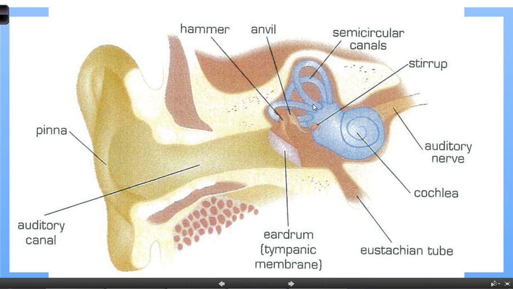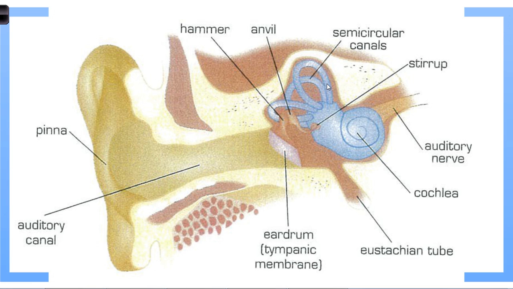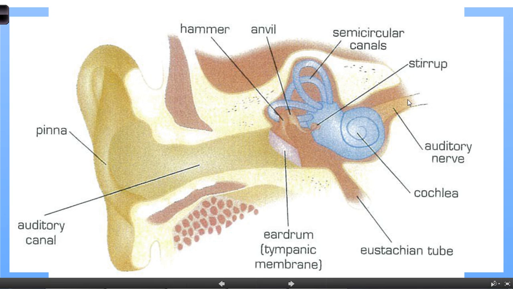And again, inside these tubes, we've got tiny little cells with little hair-like structures, and the movement of that fluid causes those hairs to move, those tiny little projections on the surface of the cells, they're called cilia, and they stimulate those cells, and again, they send electrical impulses to the brain.